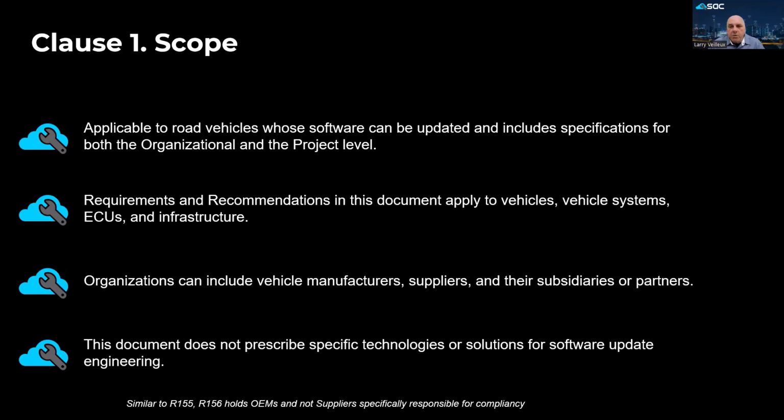This document is applicable to organizations involved in software update engineering for road vehicles. Such organizations can include vehicle manufacturers, suppliers, and their subsidiaries or partners. It establishes a common understanding for communicating and managing activities and responsibilities among organizations and related parties. However, the development of software for vehicle functions, except for software update engineering, is outside the scope of this document. And finally, this document does not prescribe any specific technologies or solutions for software update engineering.